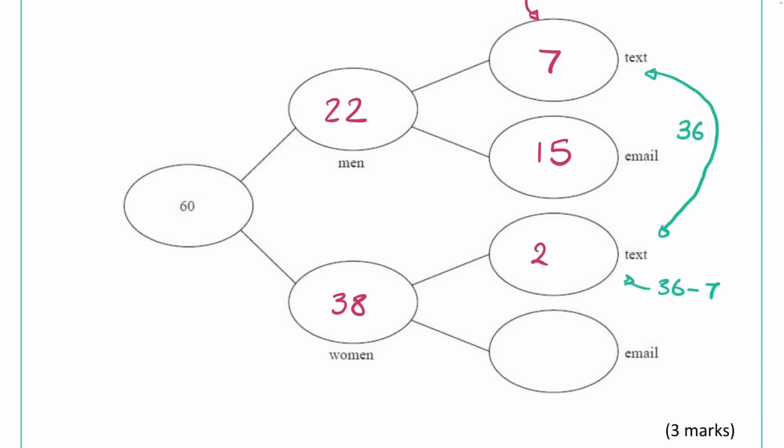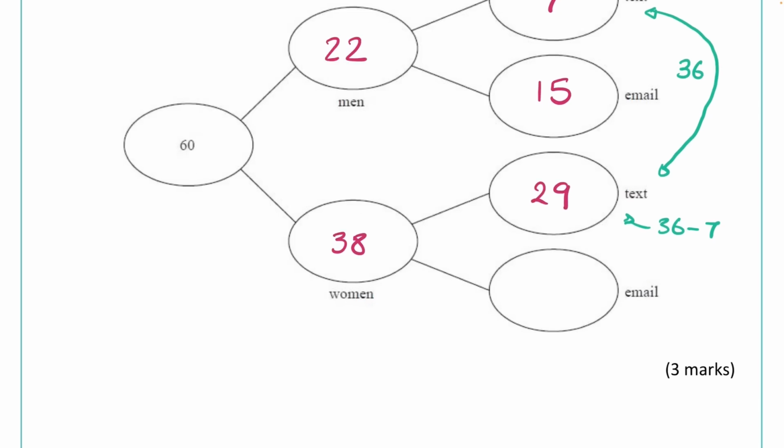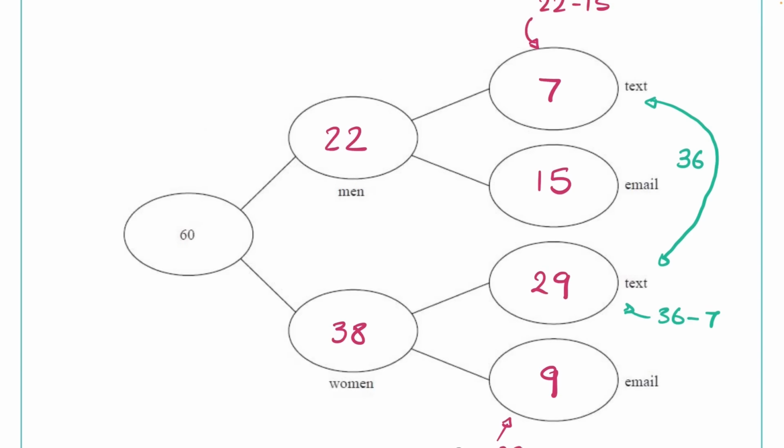So that would be 29, and then the final box here is the 29 taken away from the 38. So 38 minus 29, we can do that on the calculator just to make sure we don't make any mistakes, and that's equal to 9. And there we go, that's our completed frequency tree.